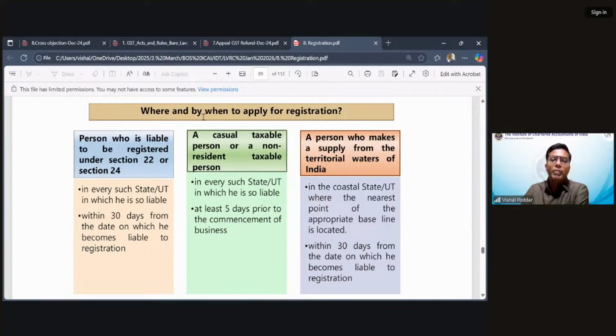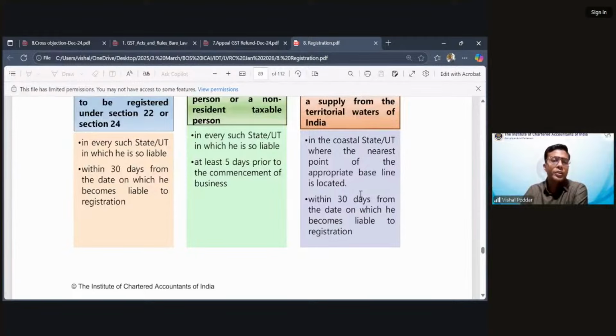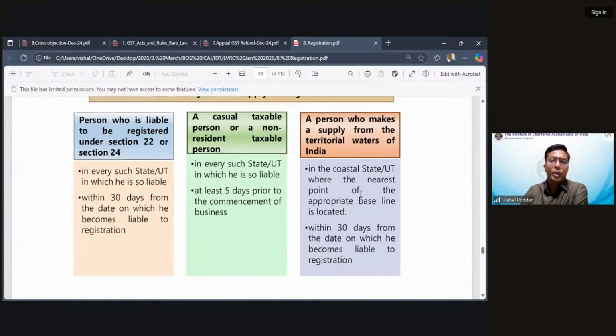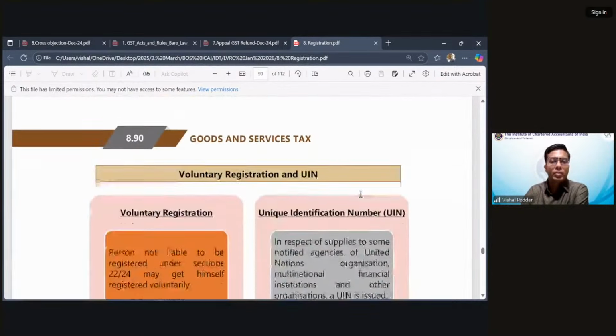Now, in what time do you have to take registration? Except for a casual taxable person and NRTP, others are given a 30 days window. A casual taxable person or NRTP has to take registration prior. So even before the exhibition starts where they are going to sell their goods or services, they have to take registration in advance, at least 5 days prior to the commencement of the business. But otherwise, others are given the 30 days window from the date on which they become liable to register, maybe under section 22, 24, whatever section applies to them. From the day their liability to register is triggered, within 30 days, they can make an application for registration.